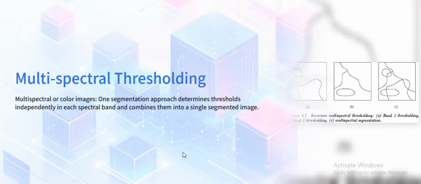The next type of method is multispectral thresholding. This is used for color images. One segmentation approach determines thresholds independently in each spectral band and combines them into a single segmented image. So, these are the different types of image. One segmentation produces one threshold, another segmentation produces another threshold. Like this, we have two images, and we take those threshold values and combine them into a single segmented image. That is called multispectral thresholding, or we also call it color images.